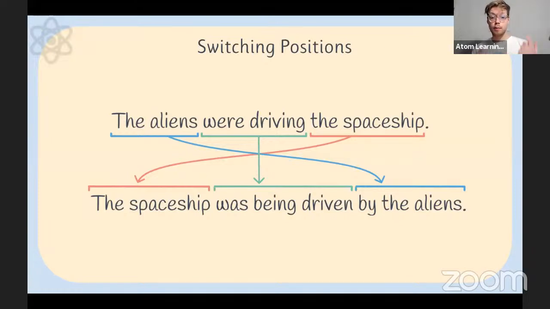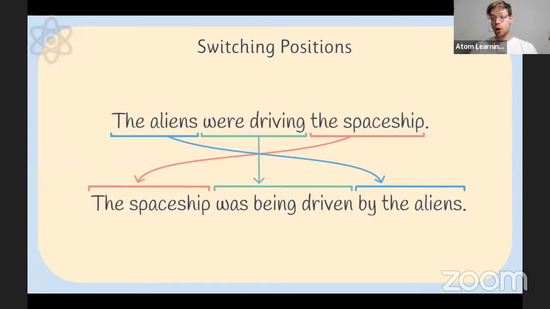Now let's look at the verb next. So the verb in the active voice sentence changes form in the passive voice sentence. So the auxiliary verb to be and the past participle are used. So we have "were driving", that changes to "was being driven". Okay, so we need to have the auxiliary form of to be, "being", added to the sentence. So we have to add that extra auxiliary verb. Notice in the active voice, we just have those two verbs, "were driving". We add that extra verb in the bottom passive voice sentence. So the spaceship was being driven, okay? So that's how the verb changes.